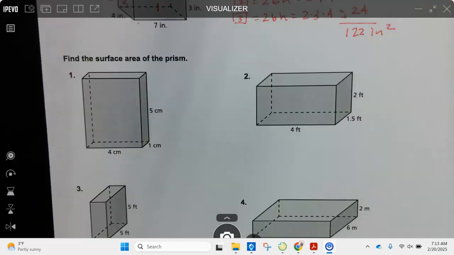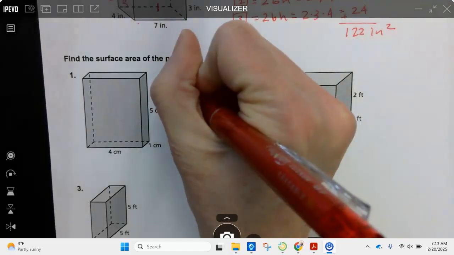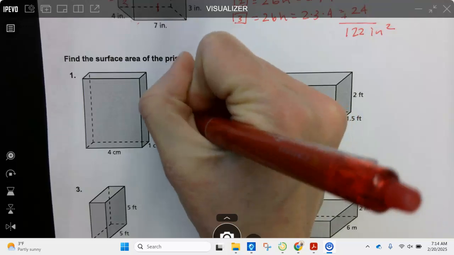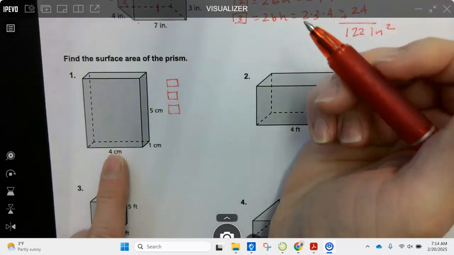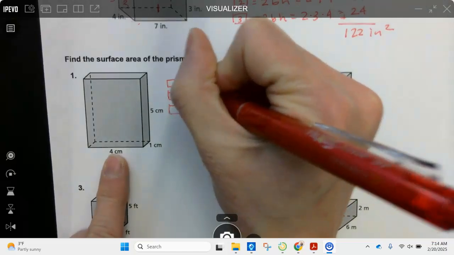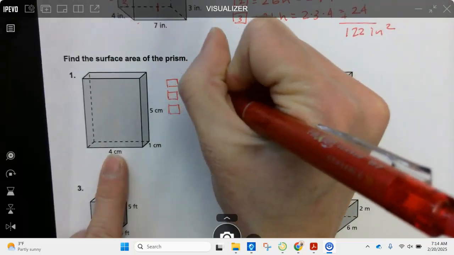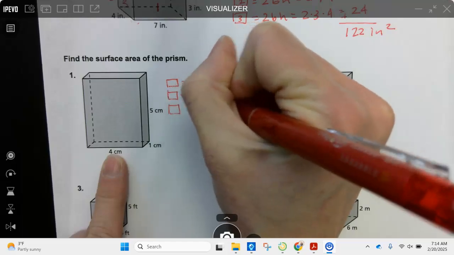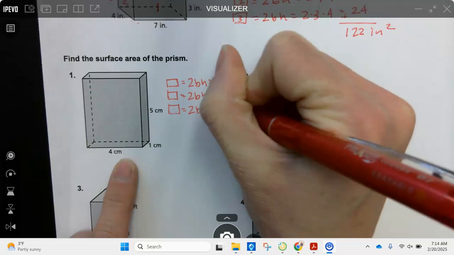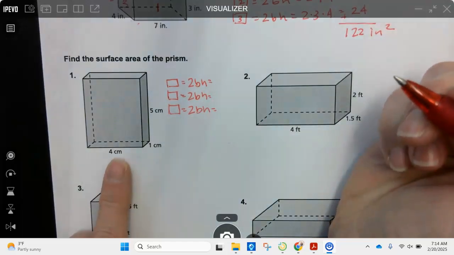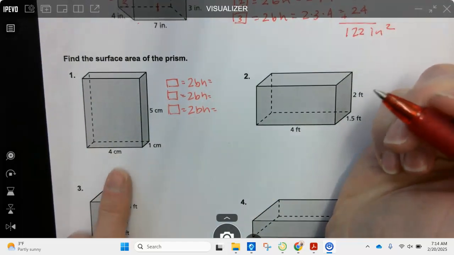All right, for our next example, we're going to do the same thing every single time. Every single time we're going to start off with 3 rectangles. And because every rectangle has one that's opposite it and exactly the same, our formula every single time is 2 times base times height, 2 times base times height, and 2 times base times height. What the bases and heights are is going to change every time depending on which face we're looking at.